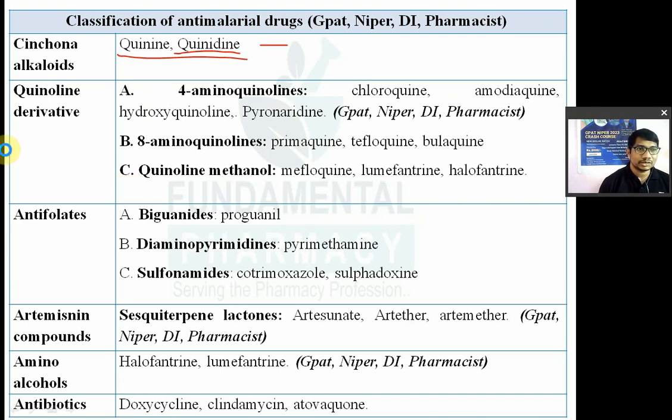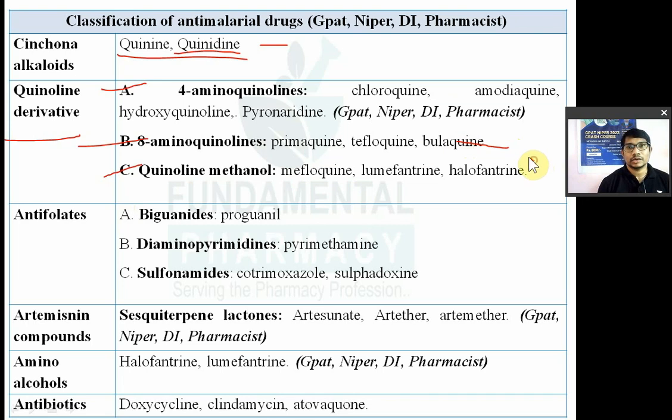Then the next class is the quinoline derivative. In that you have 4-aminoquinoline derivatives, 8-aminoquinoline derivatives, and quinoline methanol derivatives. In the 4-aminoquinoline derivatives you have chloroquine, amodiaquine, hydroxychloroquine, and pyronaridine. In the 8-aminoquinoline you have primaquine, tafenoquine, and bulaquine. So these are the 8-aminoquinolines.